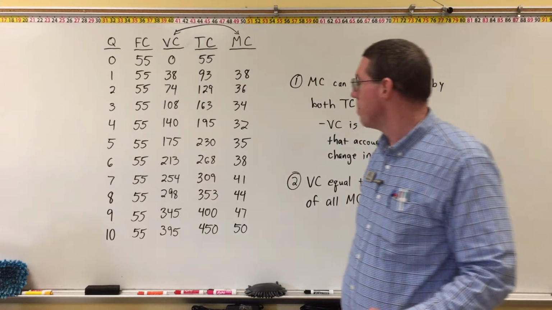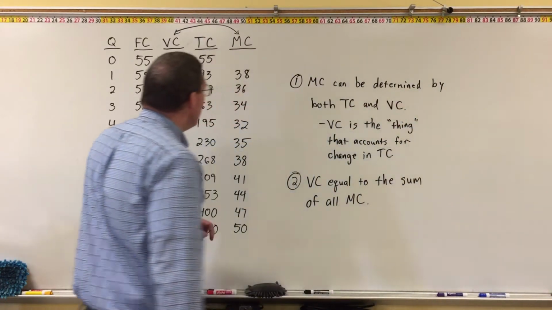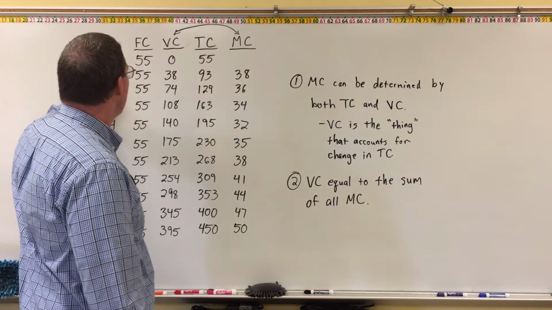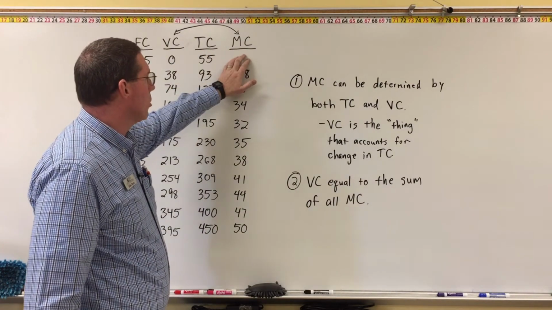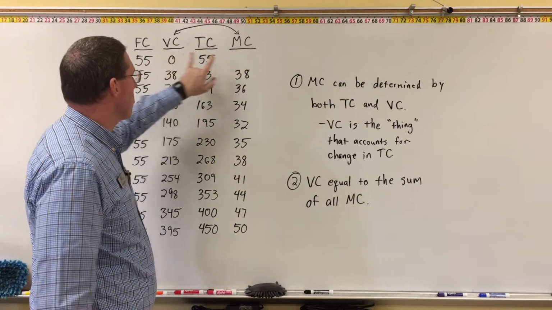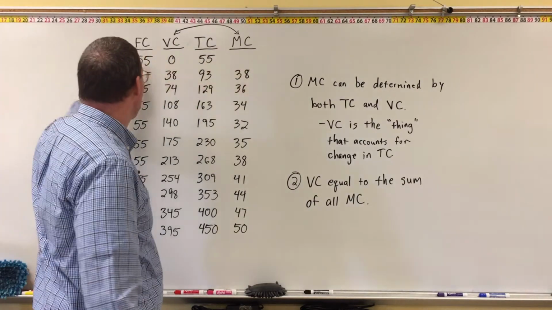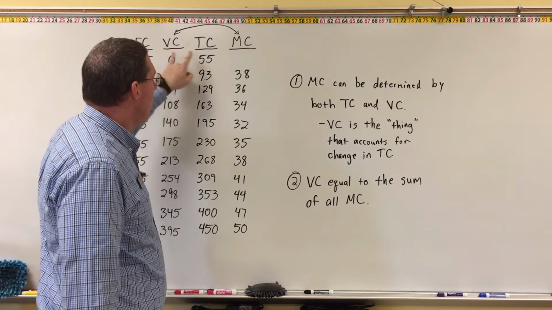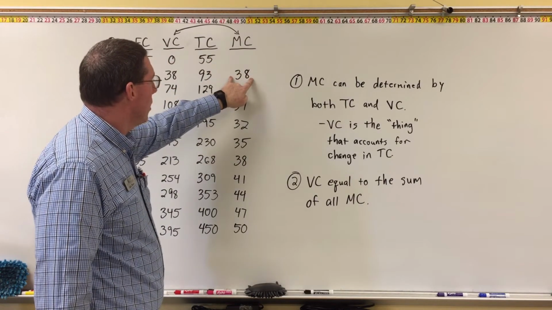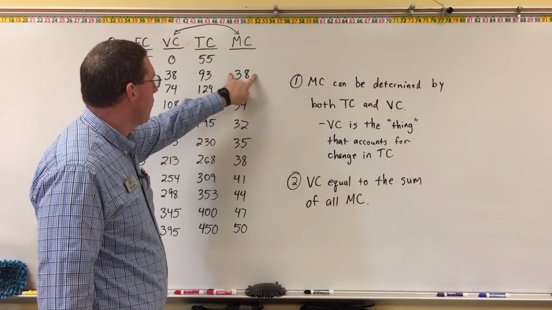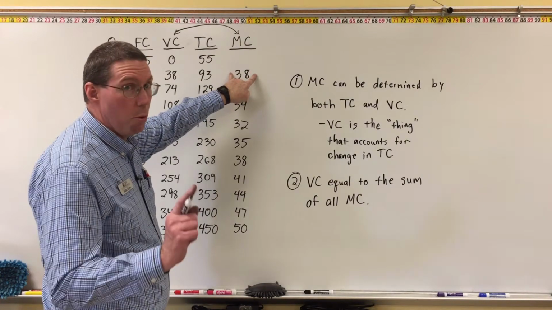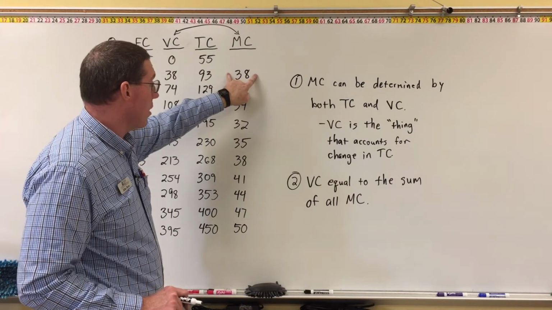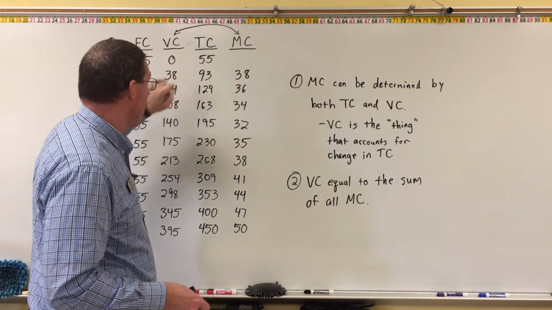And here's what I mean. For the 0th unit, you can add up all the marginal cost and you'll get the variable cost. Since there is no marginal cost in the 0th unit, variable cost is 0. But now, if we go to the 1st unit, you can sum up all of the marginal costs up to that point, up to 1. And there's only one of them. There's 38. And 38 added up is 38.